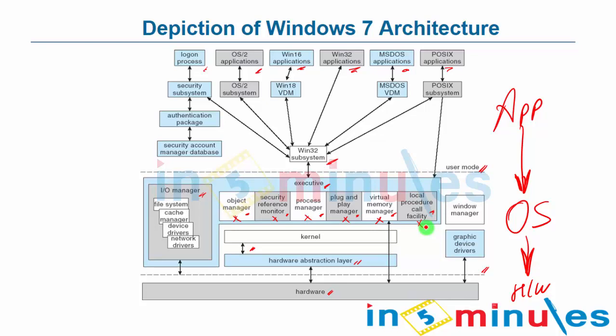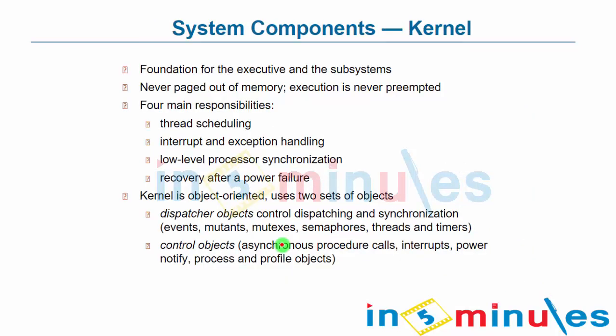One of the major components over here would be the kernel. I would like to talk more about it. Let's go to the kernel side. Okay, let's understand kernel. Kernel basically provides a foundation for the executive, that means for the execution purpose, and subsystems, that means the several small parts available in the operating system. So how are things going to go?